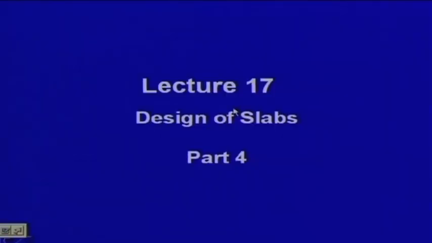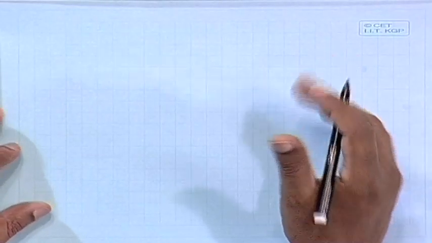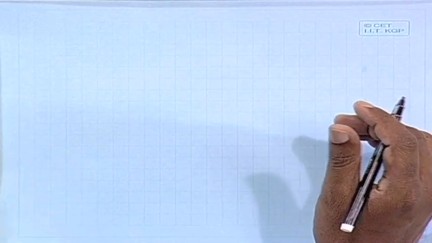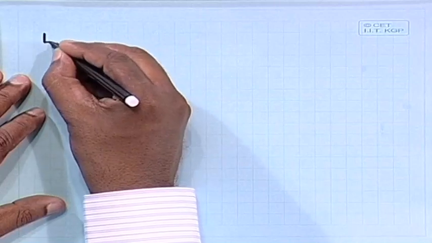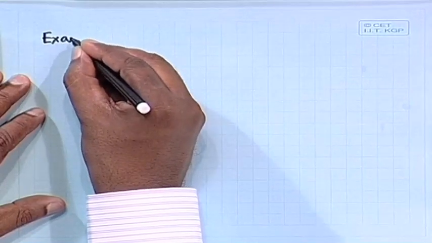Lecture 17, design of slabs, part 4. So, we have come to part 4 of design of slabs, and let us do one problem on the simply supported case, and the other one we shall solve according to Table 26, that is the continuous one. So, here we shall solve an example.